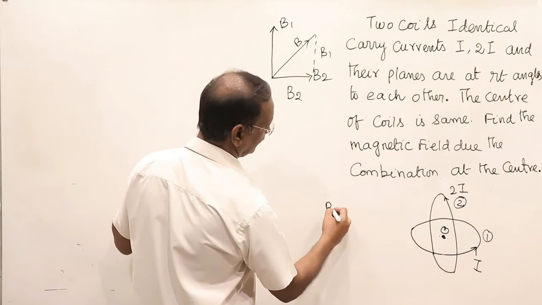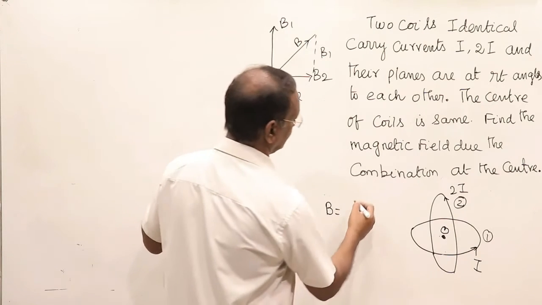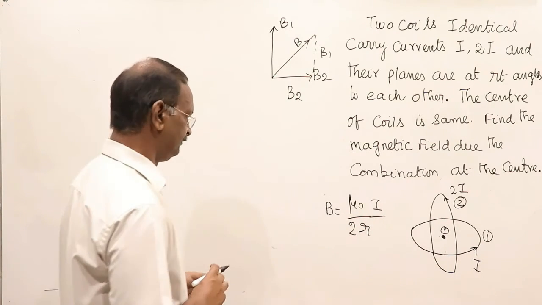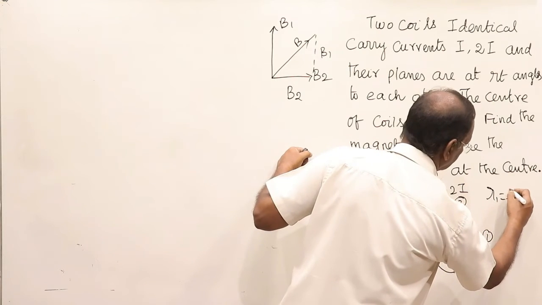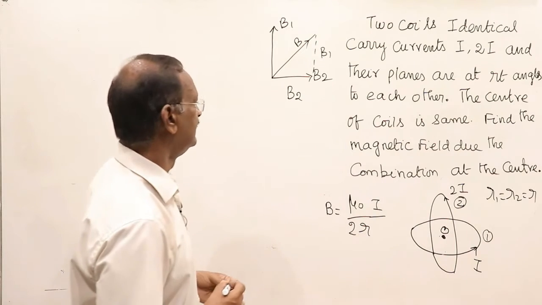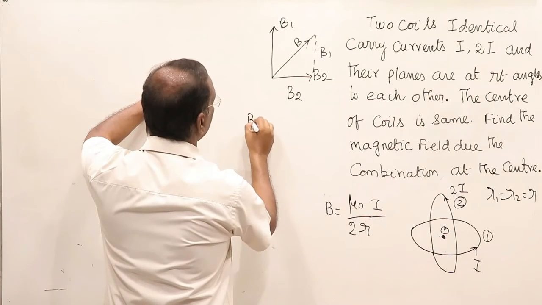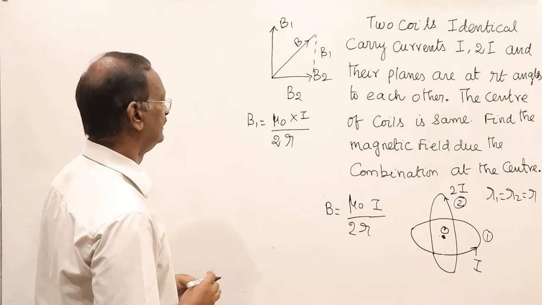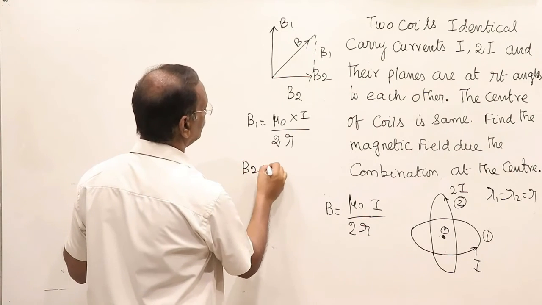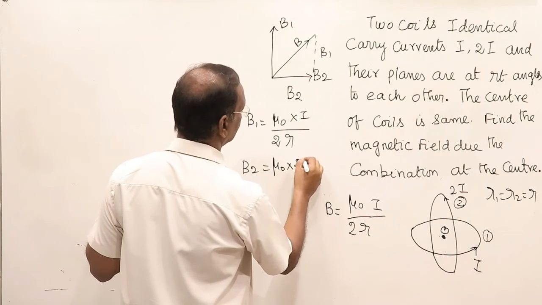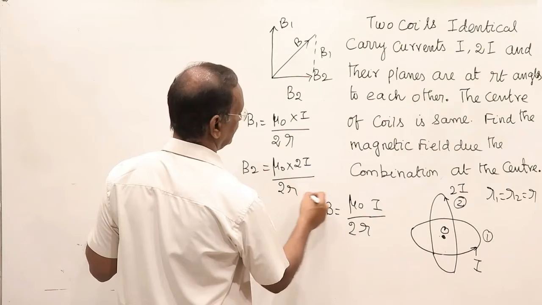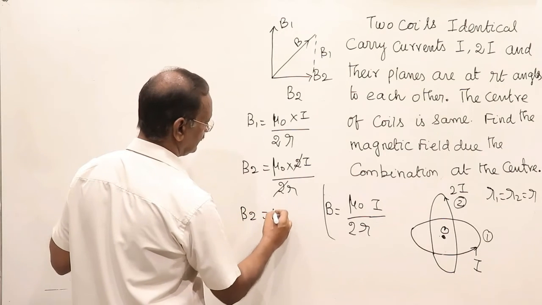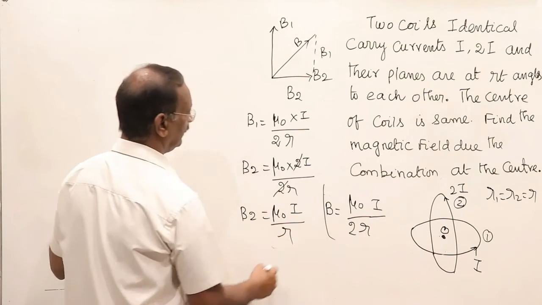As we have already studied, the magnetic field at the center of a coil is equal to mu naught I divided by 2R, where R is the radius. Since R1 is equal to R2 is equal to R, both are identical. So first let us calculate B1. B1 is equal to mu naught into the current flowing through it, I, divided by twice R. So this is B1. And B2 is equal to mu naught into 2I divided by twice the radius, because both have the same radius. Therefore the 2 and 2 get cancelled, so B2 is equal to mu naught I by R.